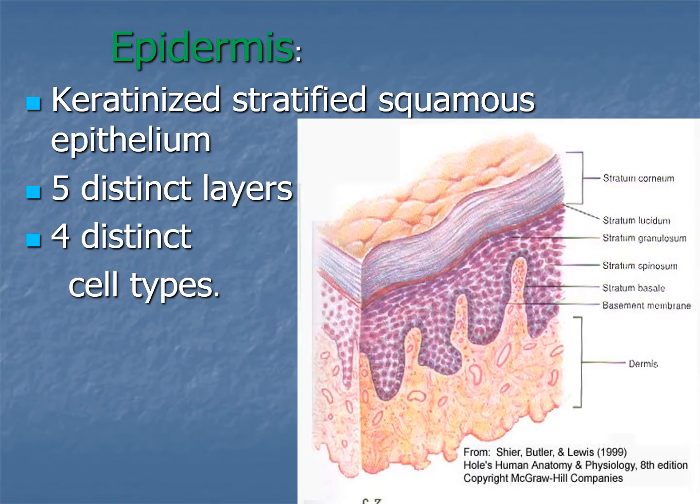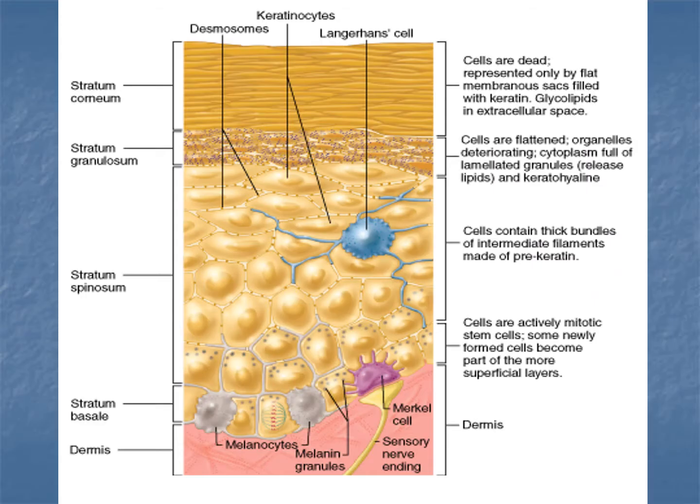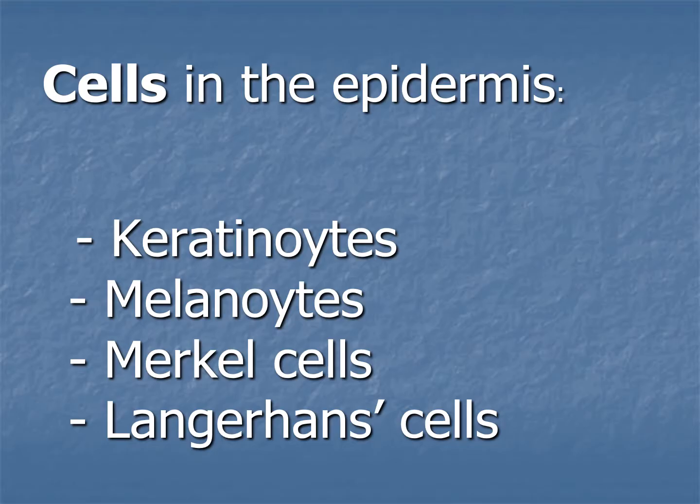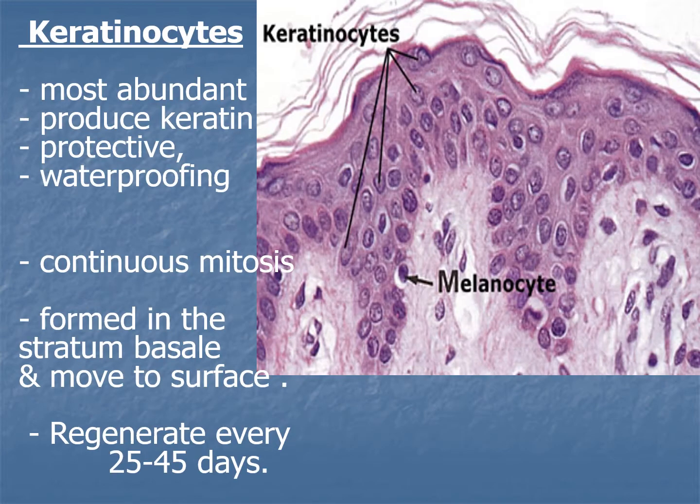Then is the dermis. This is the ultrastructure view of the layers of the epidermis and their cells. We will discuss them in detail, which are the keratinocytes, Langerhans cells, melanocytes and Merkel cells. There are 4 main cell types, and according to their function we will study them: keratinocytes, melanocytes, Merkel and Langerhans cells.